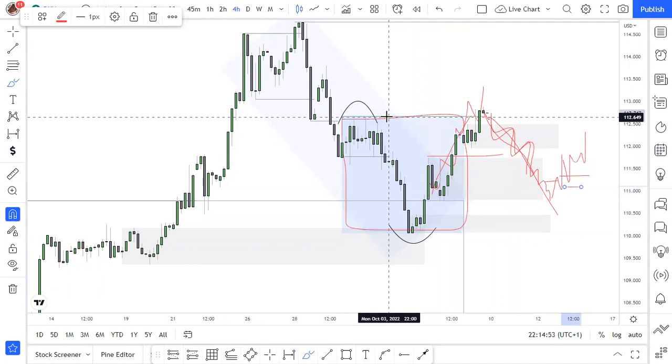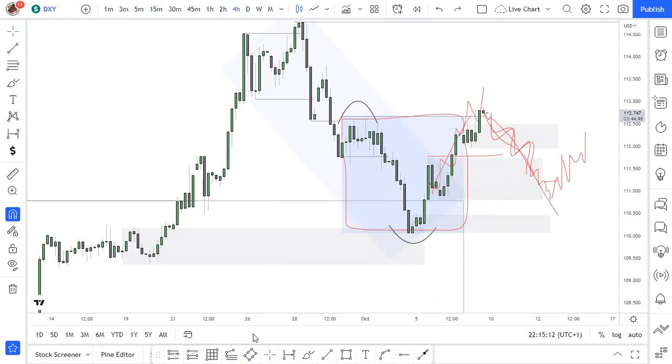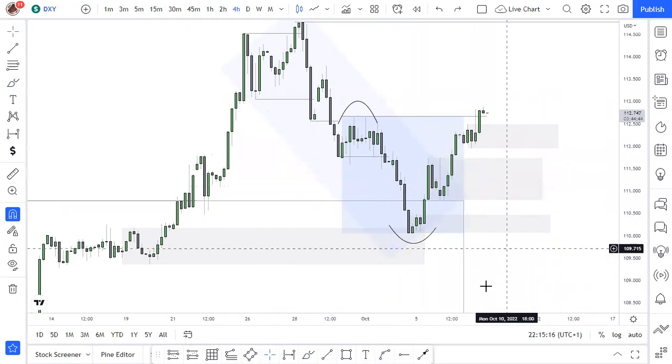So everything is aligned together, and our main purpose is to trade in line with the higher time frames. So when the time frames are aligned together, we will be sure that we are mostly getting in on the right direction. So these are the zones we'll be looking at on the dollar index.